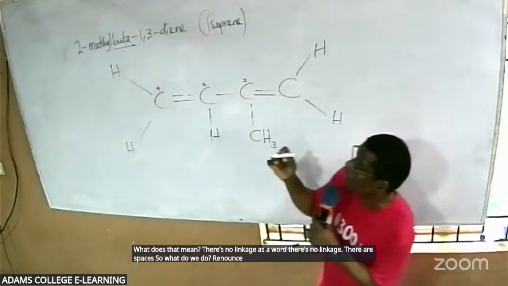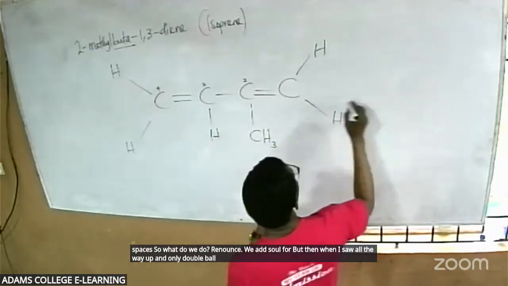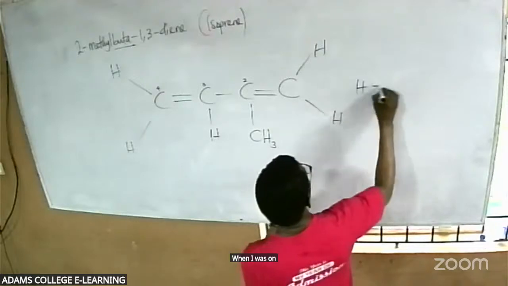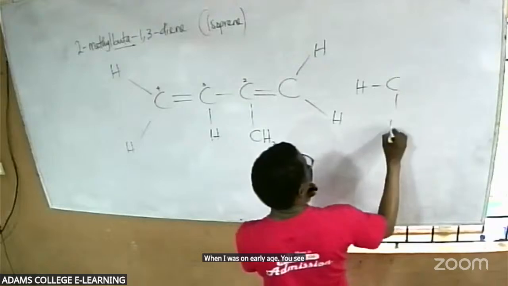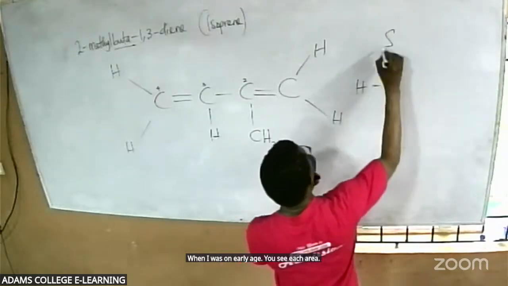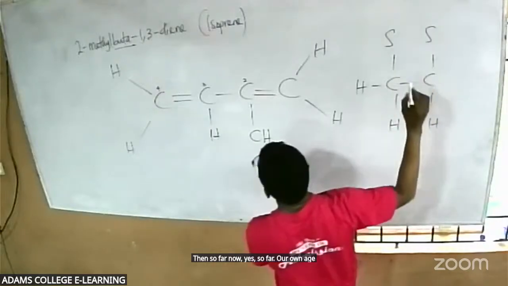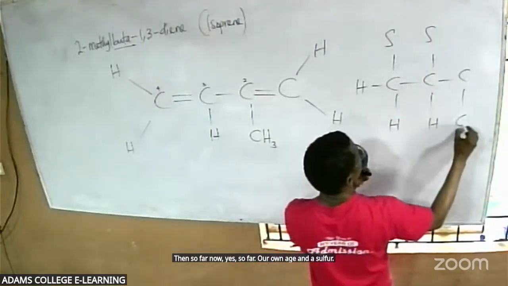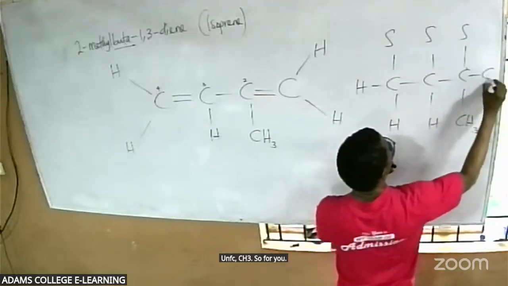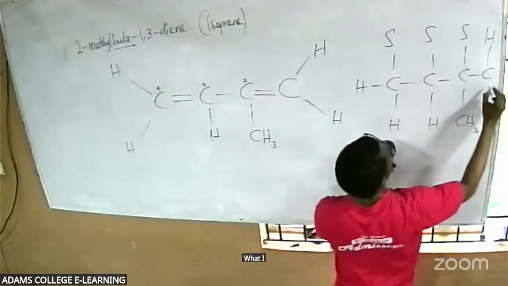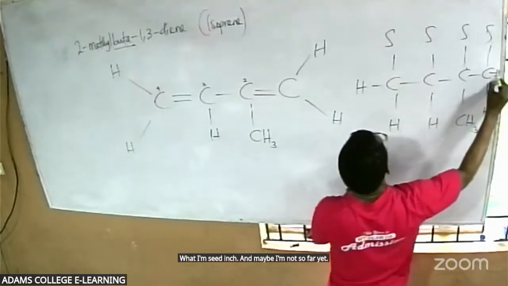We add sulfur. But when we add sulfur, what will happen? All the double bonds will now be broken. We have something like this. H, C, H here, then sulfur will now be here. Sulfur, carbon, H, another sulfur. We now have C, CH3, another sulfur, then C, H, H, maybe another sulfur here and H.